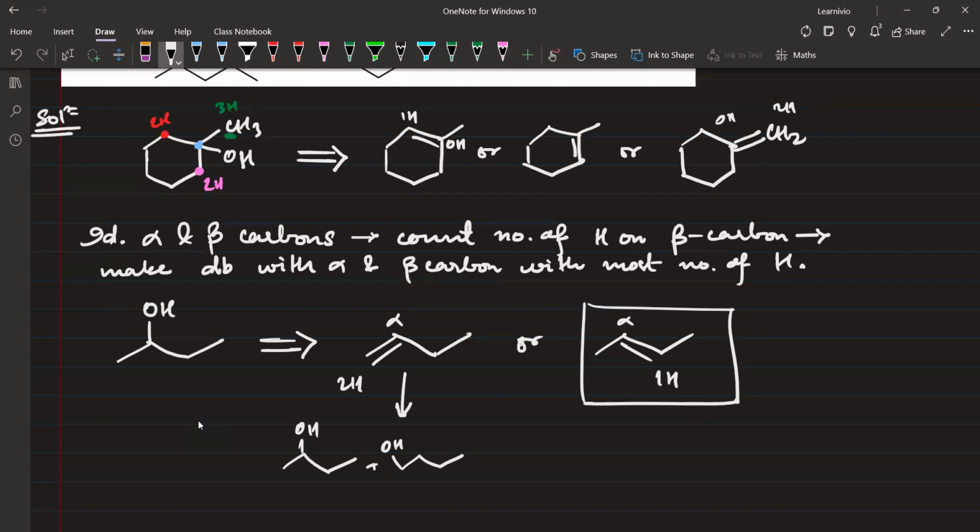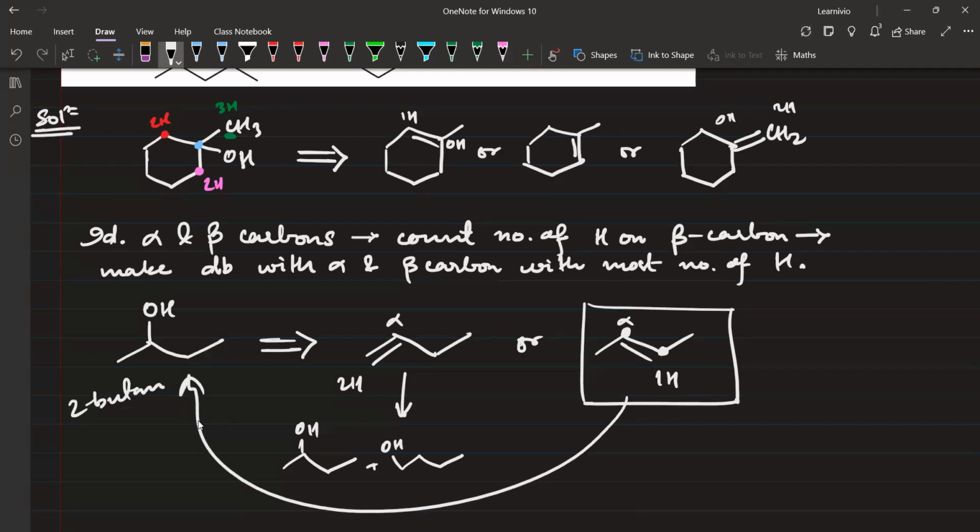You will get this product, but either you add OH here or here, both of them are going to give you the same carbon atom, that is 2-butanol. Make sense? Yes or no? Please tell me. What do you think?